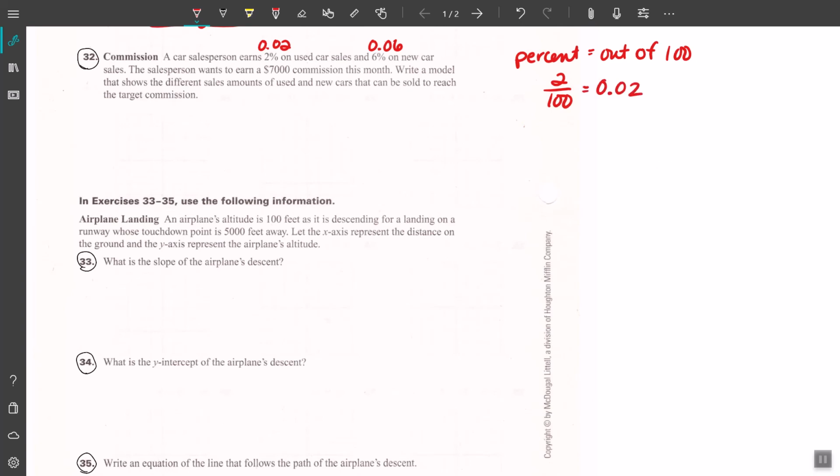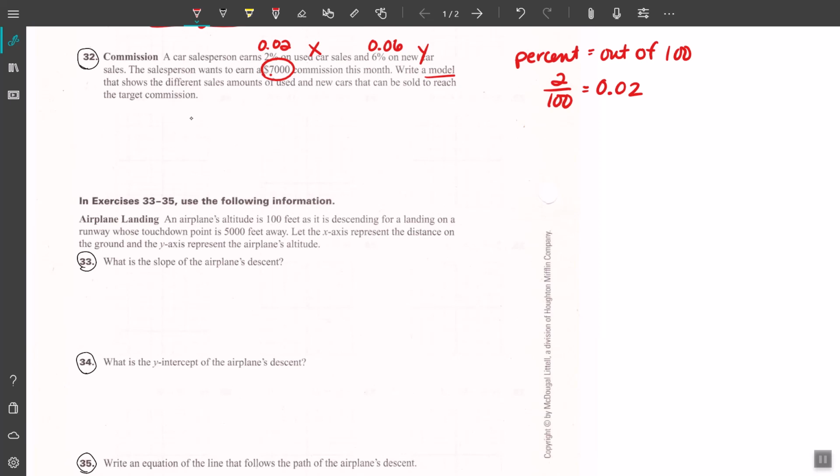Okay. We know that every time this car salesman sells a used car, he's going to make 2% commission. So I'm going to call used cars X. Every time he sells a new car, he makes 6% in commission. So I'm going to call those Y. And he wants to earn $7,000 commission this month. Write a model. All right, that just means a function, an equation that shows the different sales amounts of used and new cars that can be sold to reach his target.